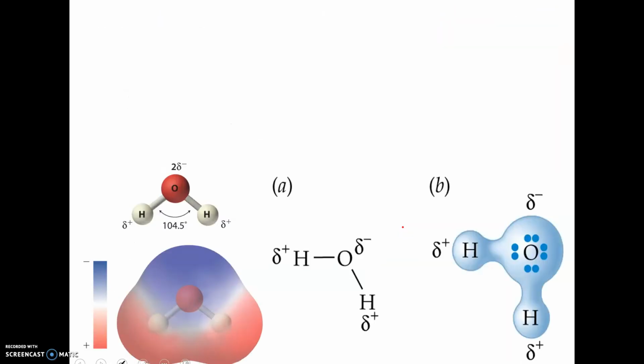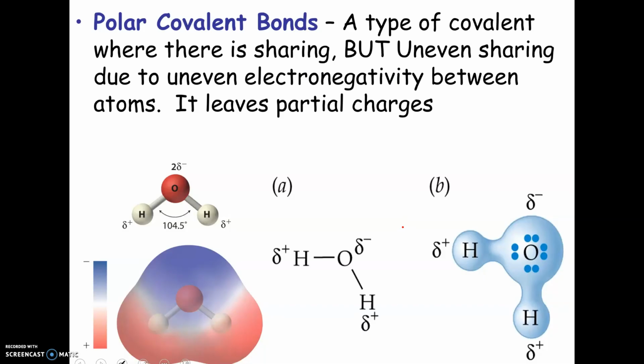All right, let's talk about the middle ground here. We have pure, perfect sharing, and then we have what's called a polar covalent bond. Polar covalent bonds are where there's sharing, but the sharing is due to an uneven electronegativity. It's an uneven sharing. And water is an excellent example of this. If you remember water from chemistry class, oxygen originally has 6 electrons and each hydrogen has 1. So you end up with one shared pair here and a shared pair here, but then oxygen has these 2 lone pairs.